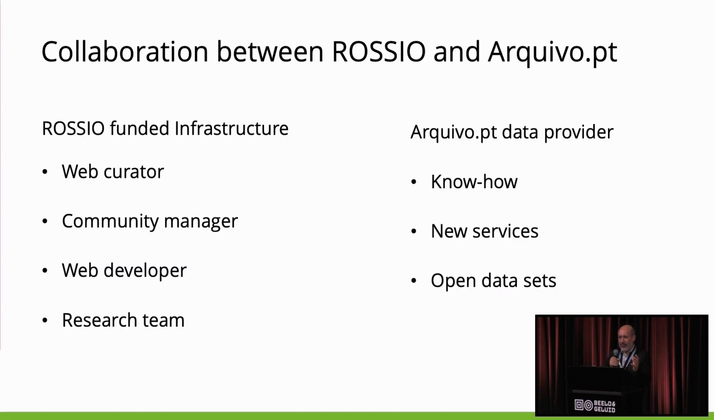So the collaboration between ROSSIO, a portal aggregator and infrastructure, and Arquivo.pt, I think I summarized like this. ROSSIO gave human resources: me, Ricardo Basílio, a web curator, Pedro Gomes, who started there as a crawling engineer, Vasco also, our web developer, and our other colleague, a community manager. What did Arquivo.pt give to ROSSIO? Know-how, new services, and open datasets.